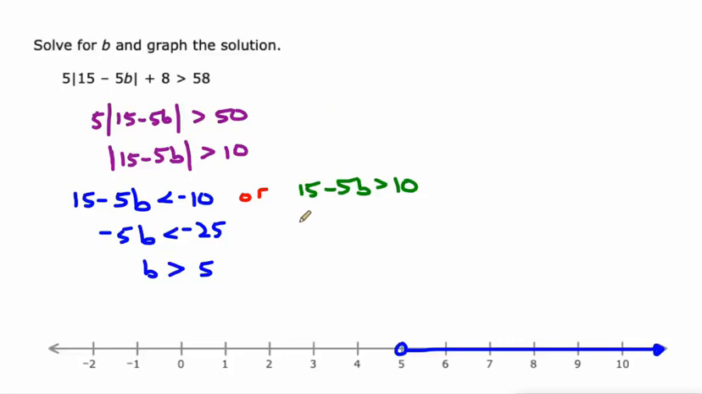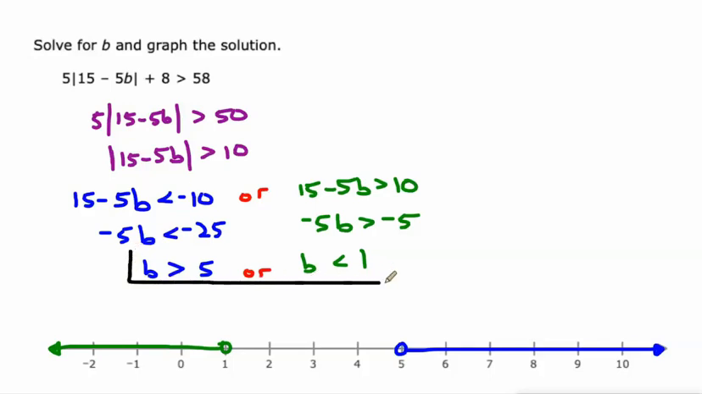All right, the same thing's going to happen over here. Let's subtract 15 from both sides. Get negative 5b is greater than negative 5. And then divide both sides by negative 5. You get b is less than 1. All right, because we have to flip that inequality around when we divide by the negative 5. So less than 1 is an open dot at 1 with an arrow to the left. And that is our graph for this solution set right here. B is greater than 5 or less than 1.